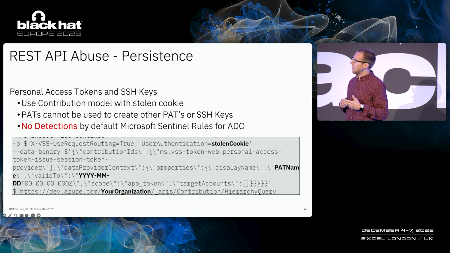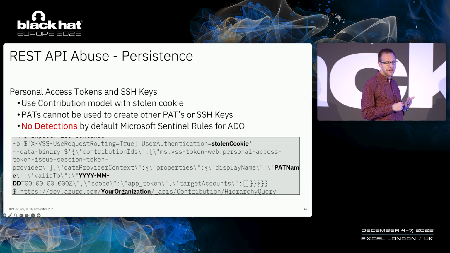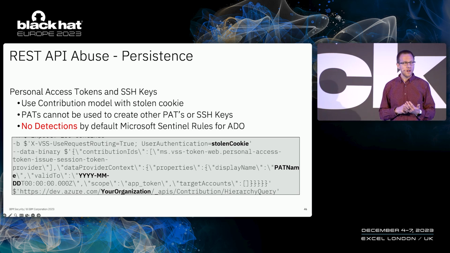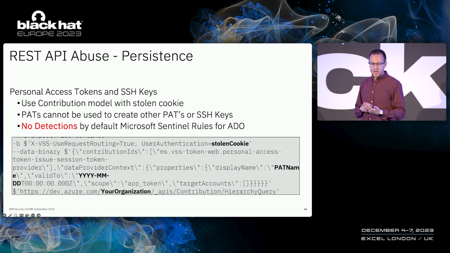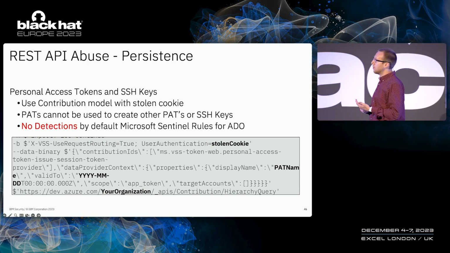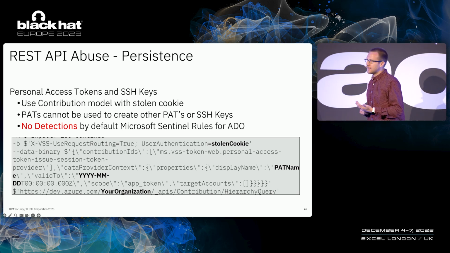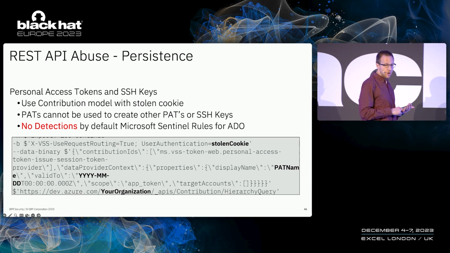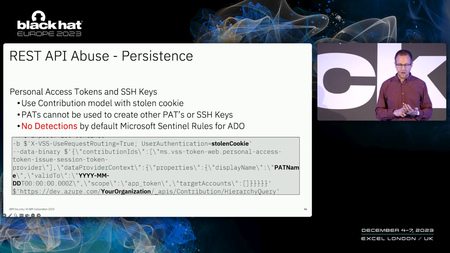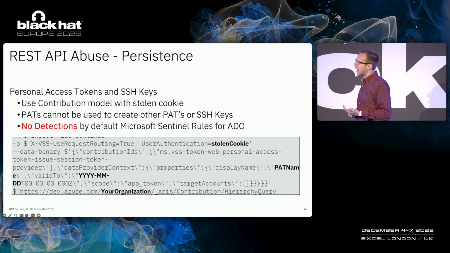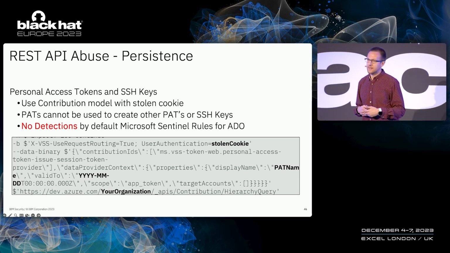Persistence. So you can create personal access tokens and SSH keys using the contribution model and a stolen cookie. You need to use a cookie because a PAT cannot be used to create other PATs or SSH keys. And there's no detections for the creation of these used for persistence, but I have a rule a bit later I'm going to show that will actually detect this activity.